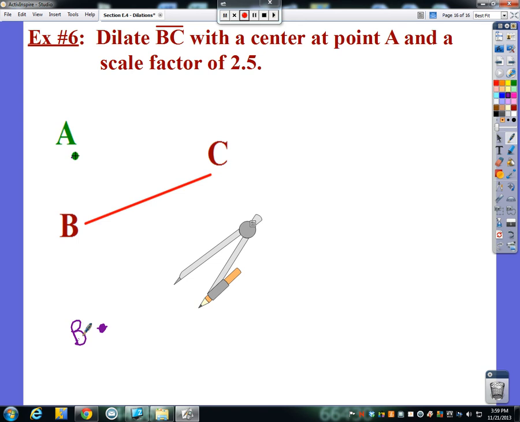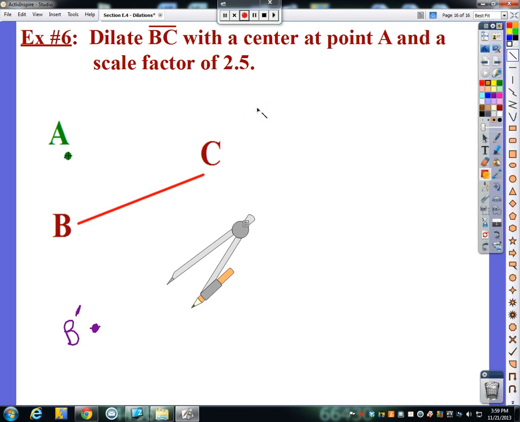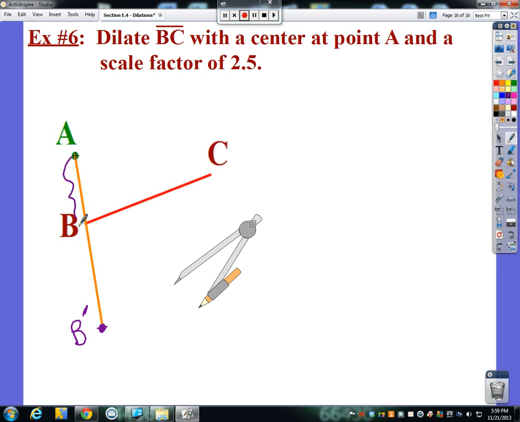So there's B prime. Okay, so again, what does the 2.5 scale factor mean? It means that A to B prime is 2.5 times as long as from A to B. Okay, again, think of this as a one-time effect. From here to here is 2.5 times that distance. So let's get rid of all that.